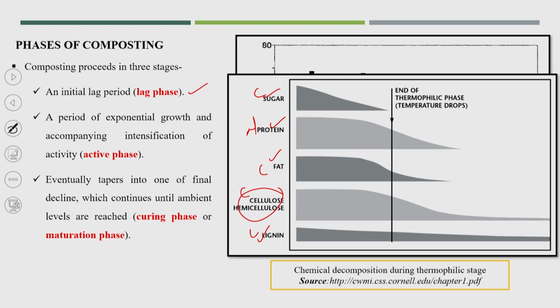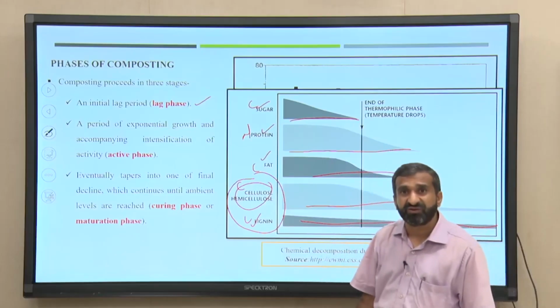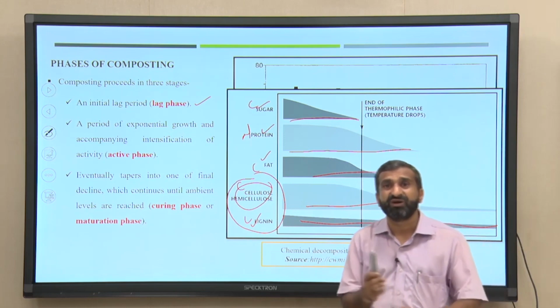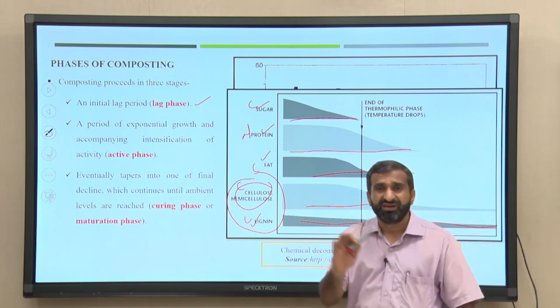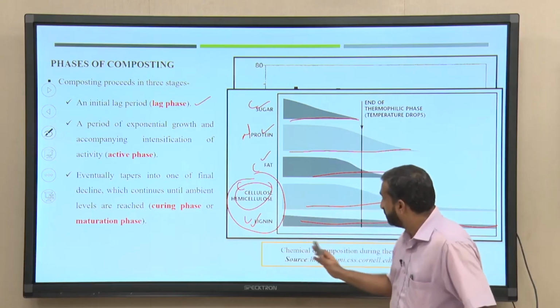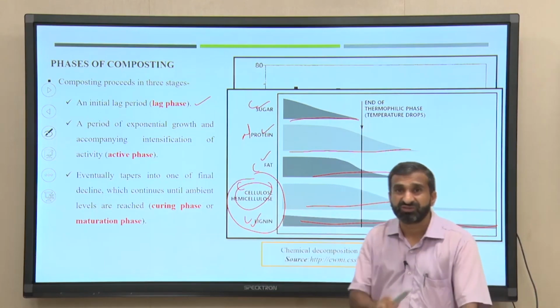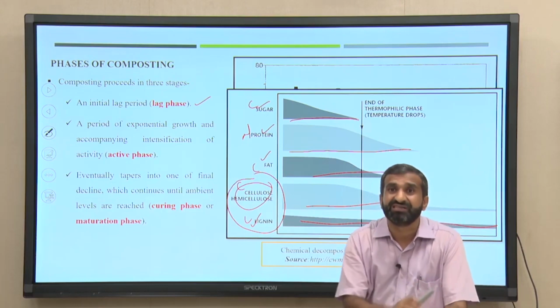Now, here you see the temperature flow. If the temperature is lower, initially sugar will degrade, then protein, then fat, then cellulose and hemicellulose, and lignin in the last. But cellulose, hemicellulose and lignin are very difficult for the degradation process. So, if you are planning the composting of agriculture residue, you need to see how much cellulose, hemicellulose or lignin percentage is there.